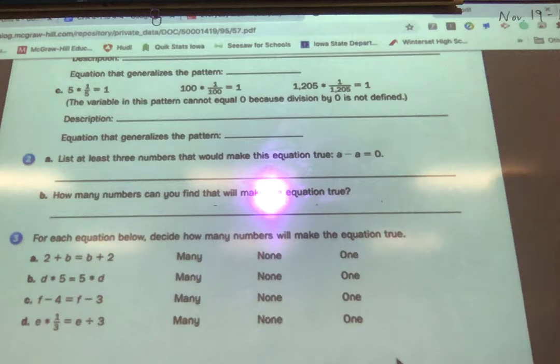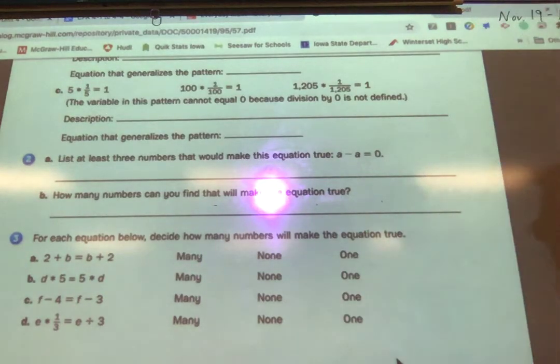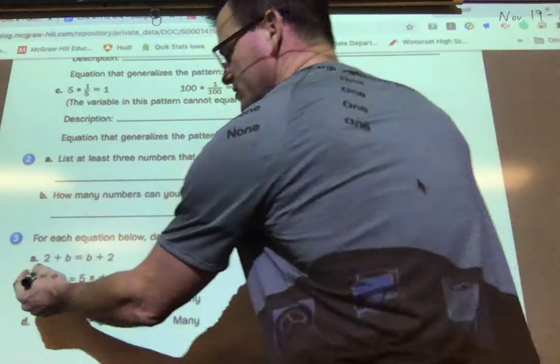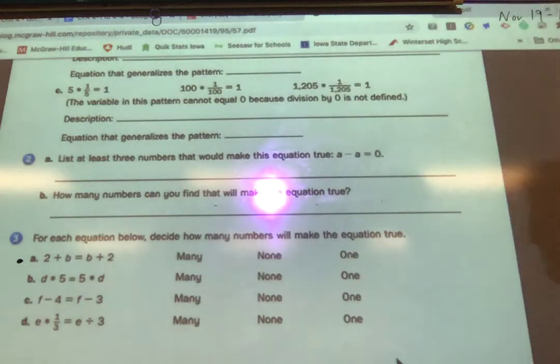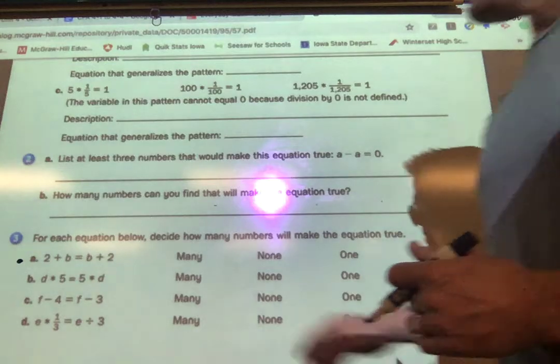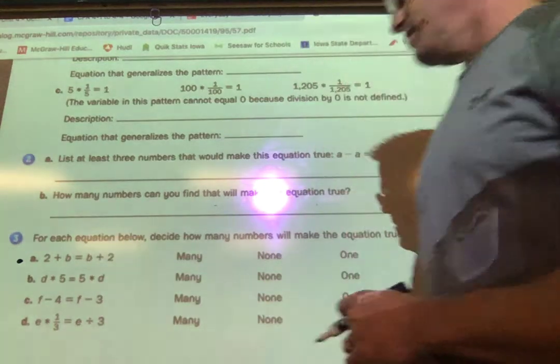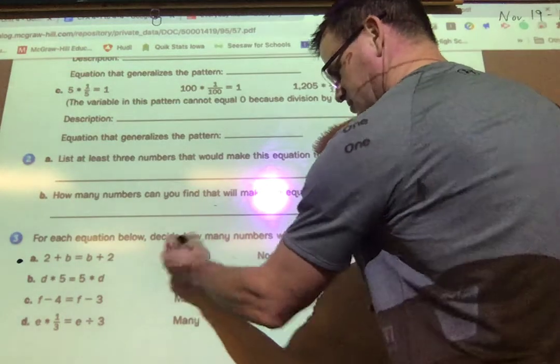All right, let's go all the way down here and look at number 3. For each equation, decide how many numbers will make the equation true. Okay, and we're just going to look at a couple of these, and then some you'll have to do on your practice slides to see if you can do it on your own. So let's look at number 3a here. It says 2 plus b equals b plus 2. When I see that, I know that's the commutative property. I know I just flipped them. And I know whatever I put in for b, all you're doing is adding 2 to it, no matter how you write it. So I know there's many solutions.